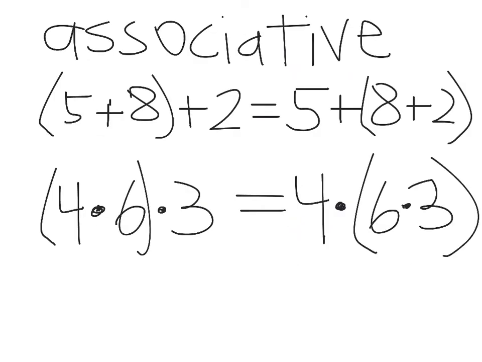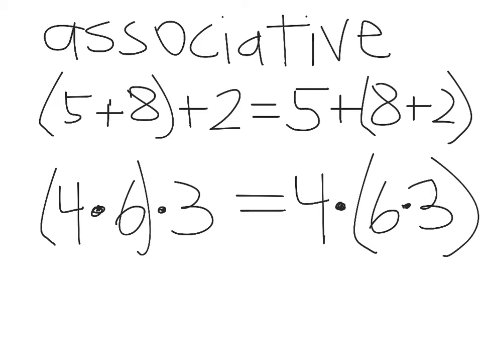And next we have what's called the associative property. Again, there is an associative property of addition, and there's also an associative property of multiplication. The addition is when you're adding, the multiplication is when you're multiplying. And so the top example, 5 plus 8 in parentheses plus 2 equals 5 plus 8 plus 2 in parentheses. And again, just like the commutative property, we're just showing that both sides are equal.